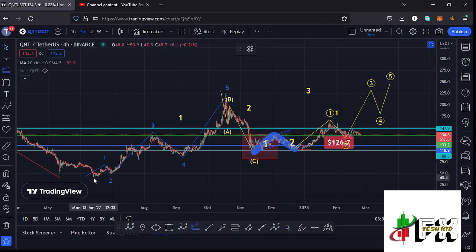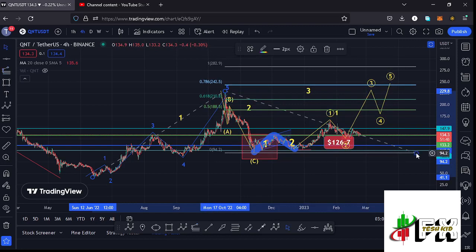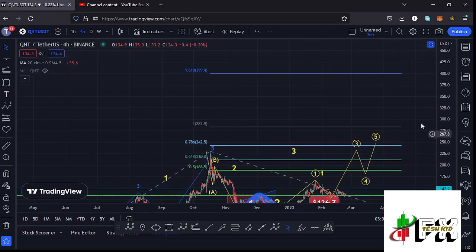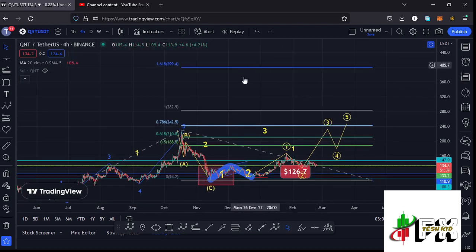wave 3 by connecting the trend-based Fibonacci from the low of the first wave to the high of that wave 1, then dragging the fibs to the low of the second wave. That gives me a minimum target area to the upside in the formation of that wave 3 at the fib level 1.618, and that is at around the $399.4 mark, and that is the minimum that I'm expecting that larger Elliot wave count 3 to the upside to do.